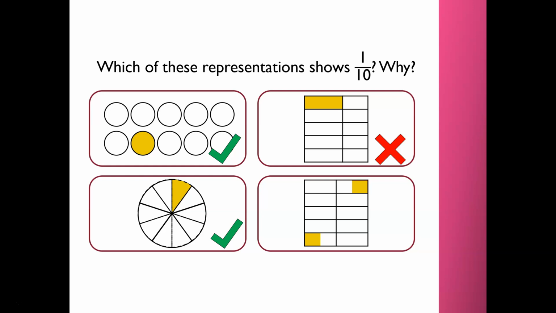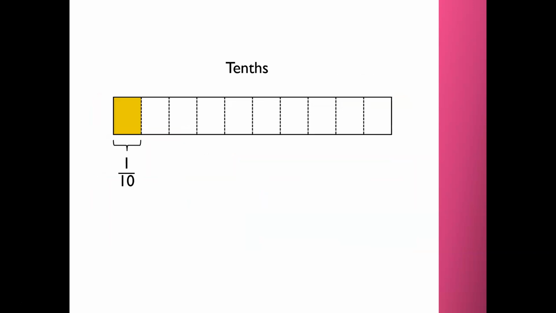In our final example, although we have two parts shaded separately, if we put them together like this, we can see that we have 1 out of 10 equal parts shaded. So yeah, this representation does in fact show 1/10. Here there are 10 equal sections, and one of the sections is shaded. 1 out of 10 is equal to 1/10.